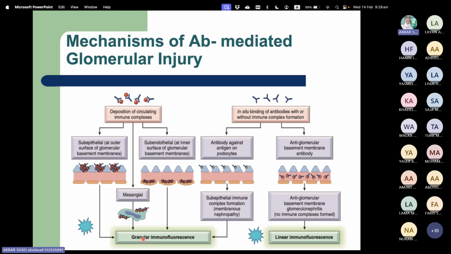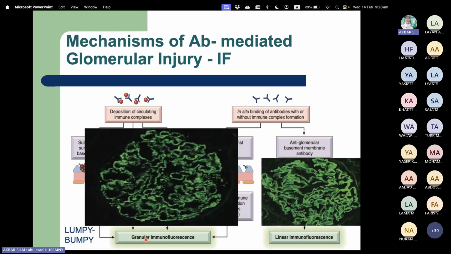When we look under the immunofluorescence microscope, we see this granular pattern. The pathologists, when they report, look at these slides under the special microscope called the fluorescence microscope. They find granularity, because the complex deposits are lumpy and bumpy. While the antibodies which deposit in the basement membrane are without any complex, they are straight and without any bumps. They are linear. So there is linear immunofluorescence like this picture.